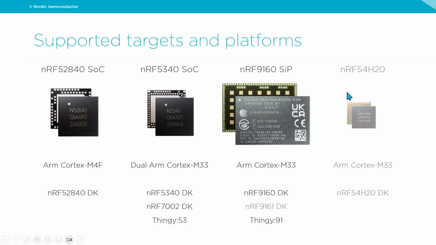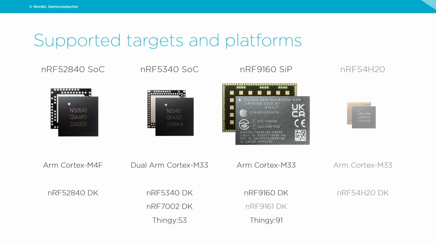The currently supported targets are the nRF52840 SoC with the nRF52840 DK, the nRF5340 DK, the nRF7002 DK, and the Thingy:53, which all use the nRF5340 as their SoC. And then you have the nRF9160 system in package in the nRF9160 DK and the Thingy:91. And by extension, we're also working on support for the nRF9161 DK with the nRF9161 system in package. And for the launch of the nRF54H20, we're also working on support for the nRF54H20 development kit.